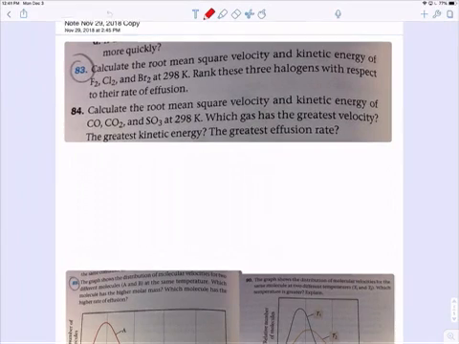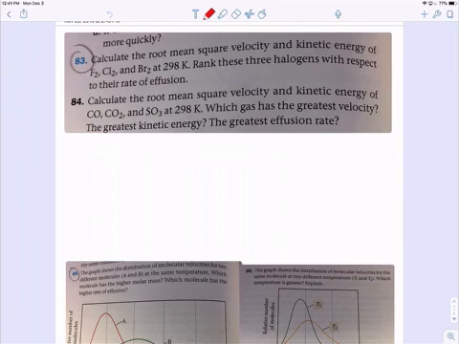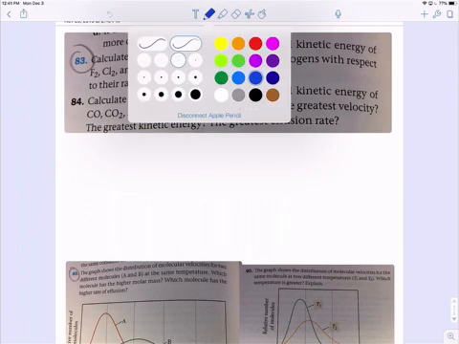So now we're on to chapter 5. Hooray! Okay. Does anybody have any questions with that before we move on?